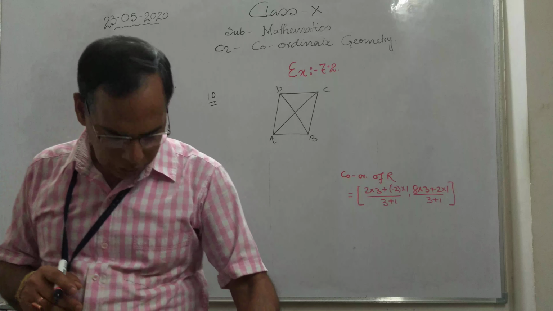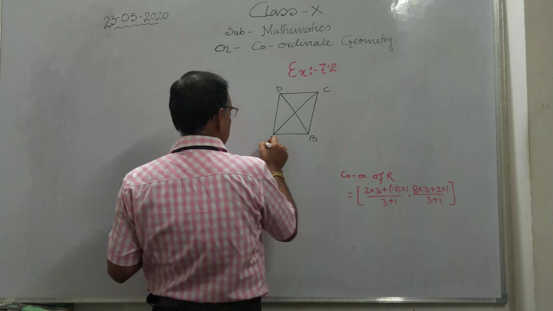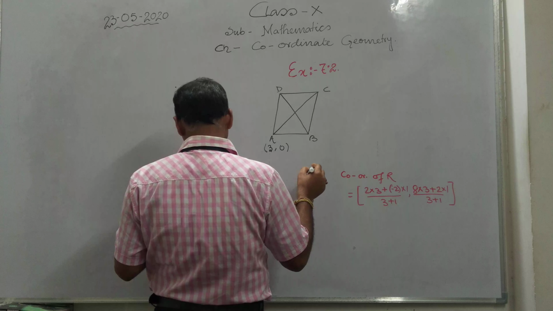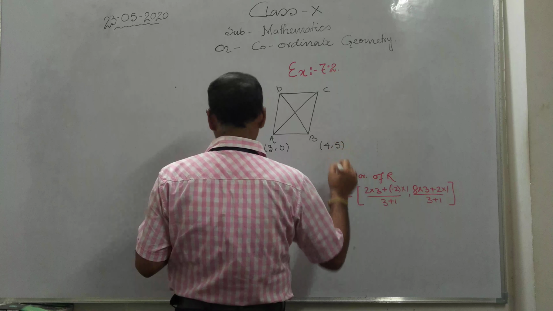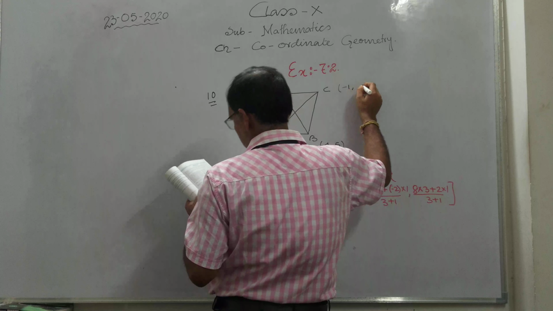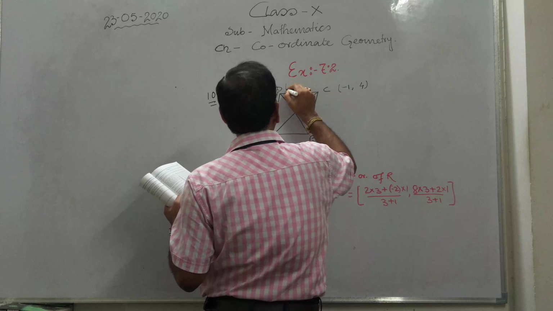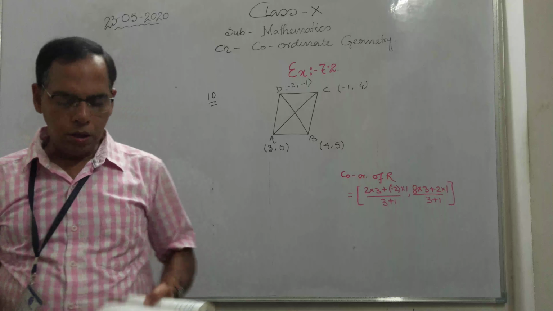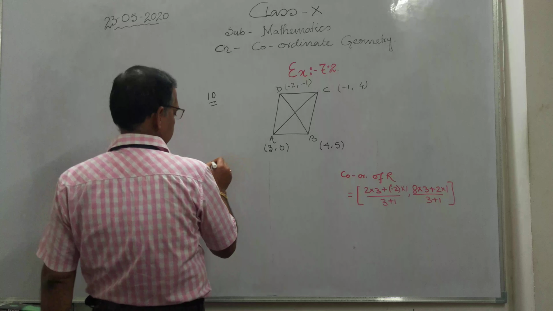Now here they have given the coordinates. Suppose we take out the coordinates: A is (3, 0), B is (4, 5), C is (-1, 4), and D is (-2, -1). Then first of all, you take out AC.